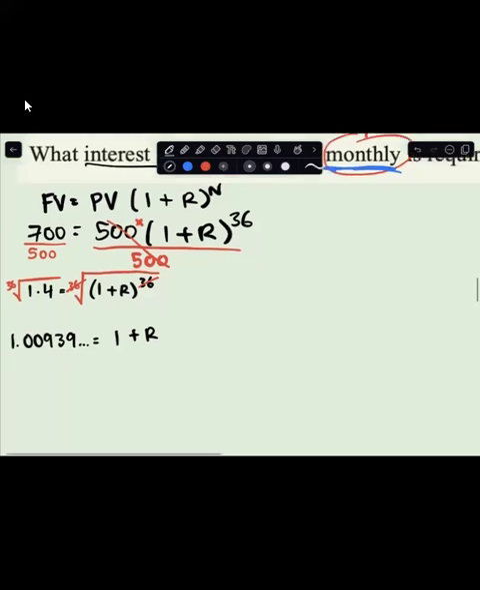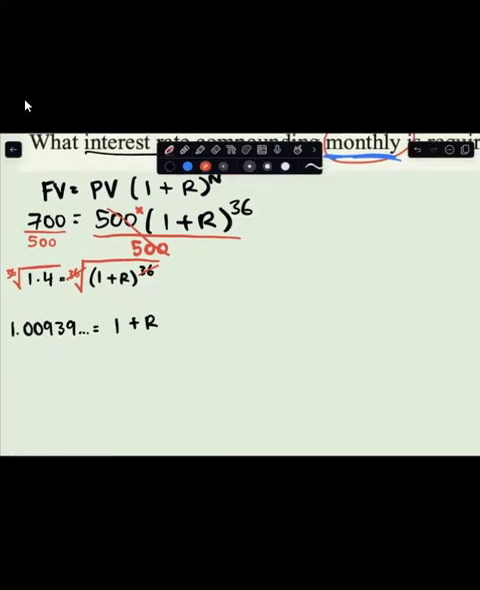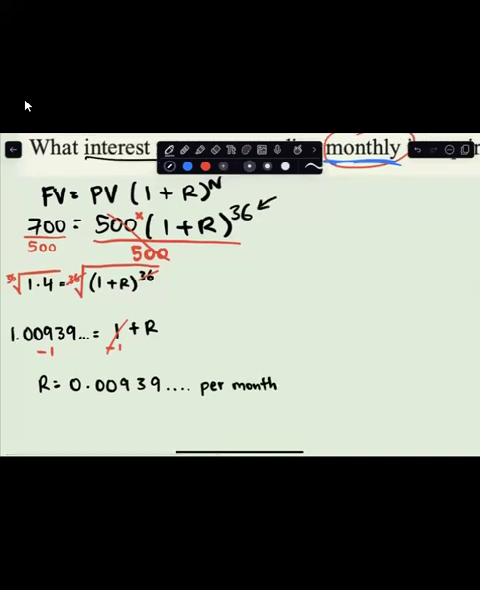So what I want is to find R by itself. So I need to minus 1 on both sides. R will equal 0.00939... Now, in this case, this is per month, remember? When we converted 3 years to months, which was 36, right? So this rate is per month. What I want, usually in the question, it's given to me as per annum. So I need to convert it to per annum.